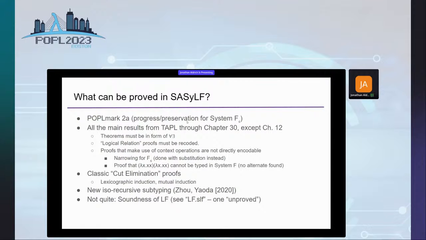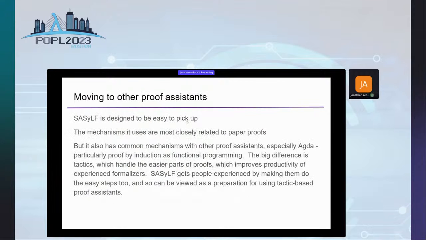The main difference is logical relations, cut elimination, and this is your paper, right? Or no? You duplicated a result in a recent paper. I duplicated a paper, isorecursive subtyping. The authors and I were speaking on Wednesday about a new extension. So yeah, and then almost the soundness of LF, but one unproved. So some work we still need to do, I guess.